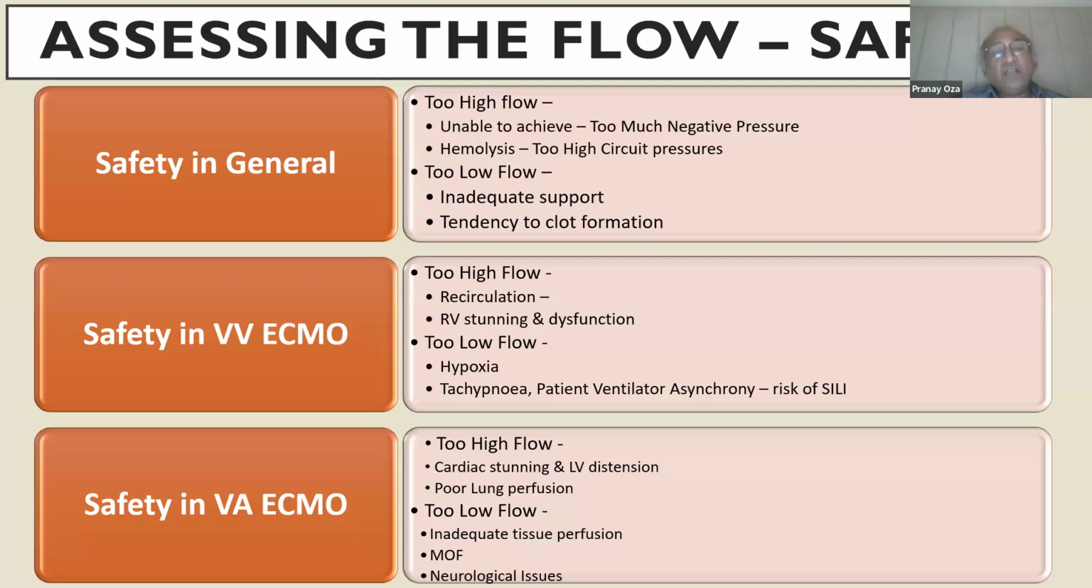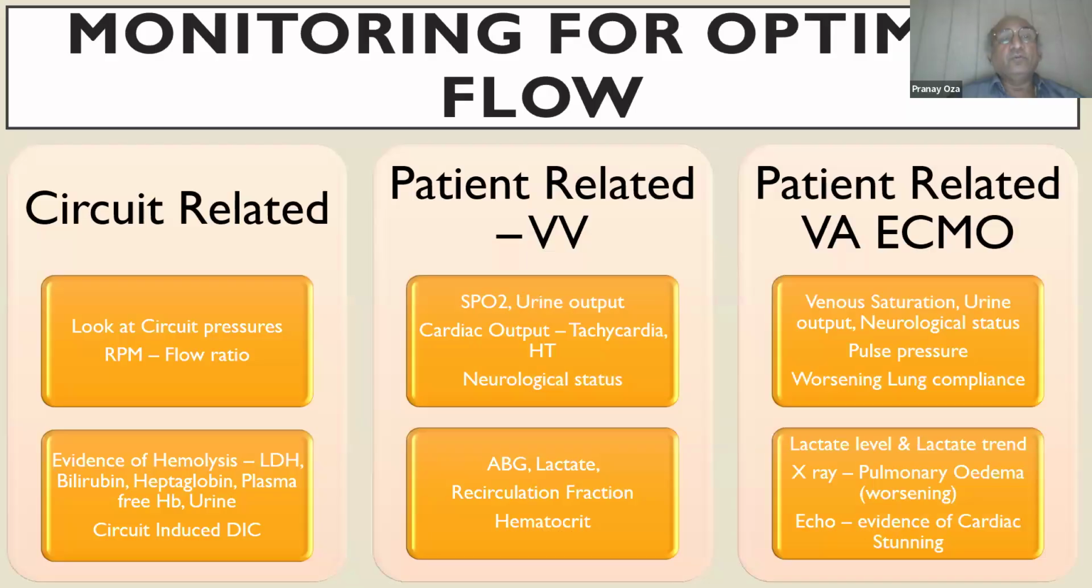While safety in VA ECMO is, if you are going too high on flow, it can give us cardiac stunning and LV distension and a poor lung perfusion. If the flow is too less, it will cause inadequate tissue perfusion, which can lead to multi-organ failure and neurological issues. So you have to be mindful about assessing the safety of the flow.